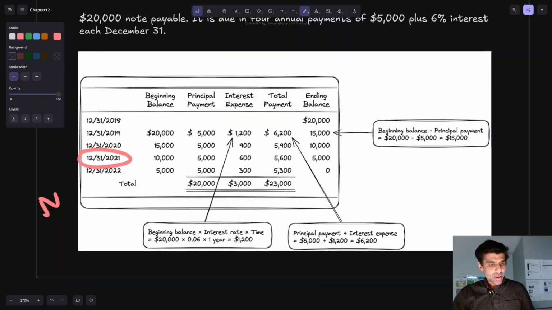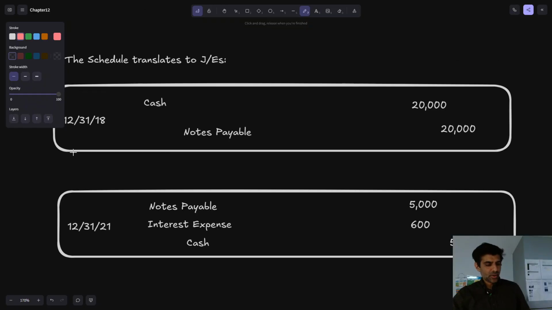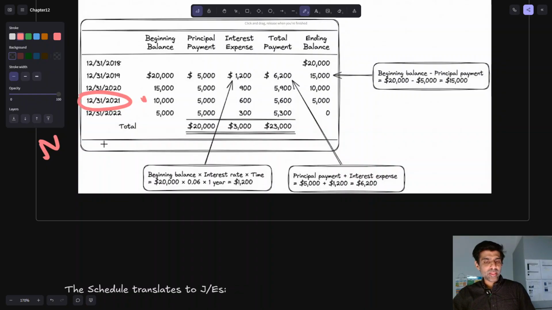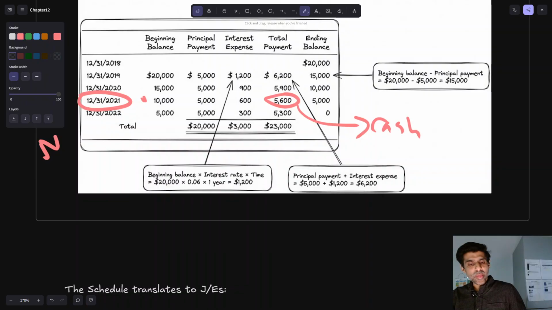So on December 31st, 2021, we can use this table to figure out what the journal entry is. If we look here, December 2021, we go up to the table, we see that the total payment amount is this. What is this going to correspond to? How are we paying the bank? What do we give them? We're giving them interest, but in what form? When you pay your credit card, what are you giving the bank? Cash, exactly. So we know that this amount of cash is going to come out.